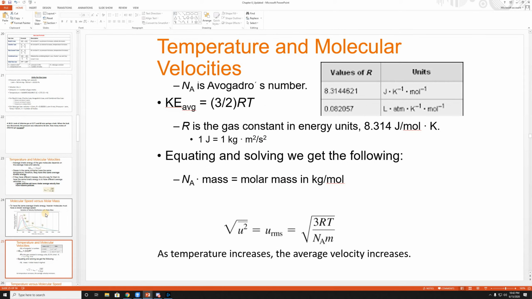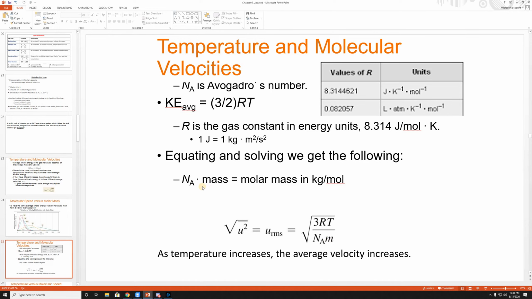The root mean square velocity, it will be given on the exam if needed. I don't think you might have one problem on it. So yeah, this equation will be given. So know that in this case, R is going to be 8.314 joules per mole Kelvin. Temperature is always Kelvin. Na is going to be Avogadro's number.